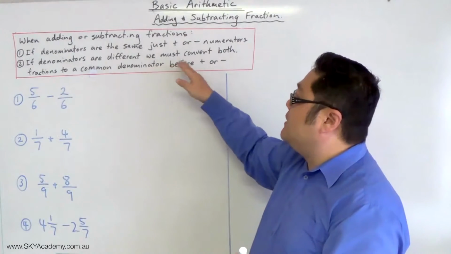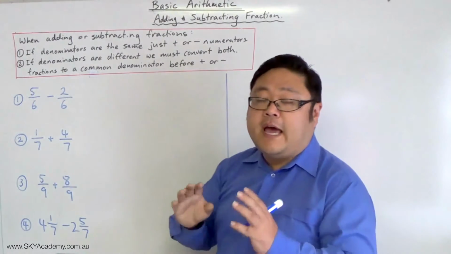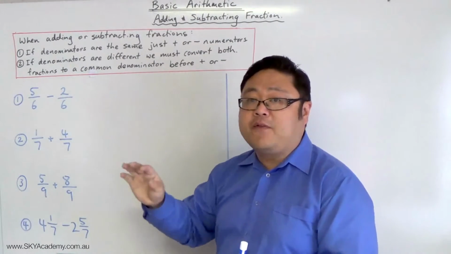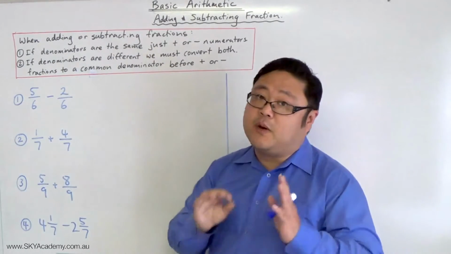If the denominators are different, we must convert both fractions to a common denominator before adding and subtracting. And I'll do that after I do the first type of situation. But let's do the first type of situation first.